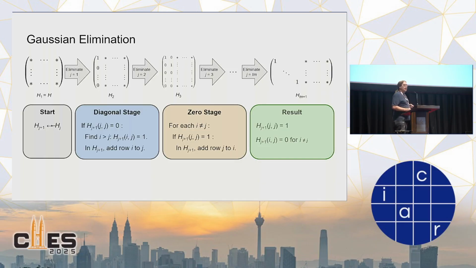And we can now hypothesize that there's some way to leak this conditional. And this would actually leak all the bits in that column at that step of Gaussian elimination.